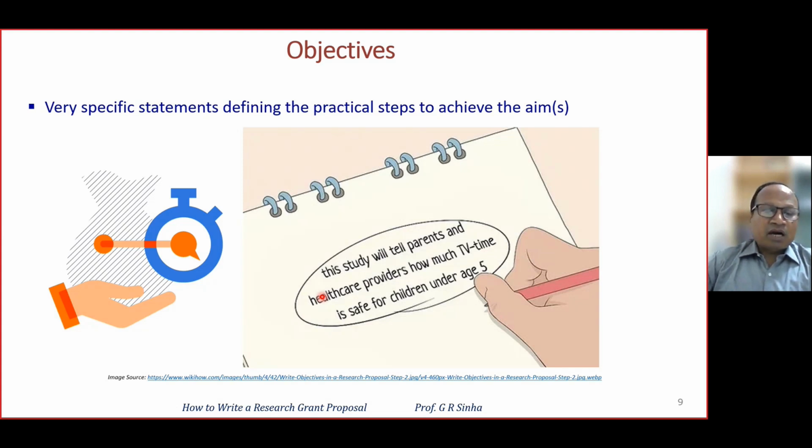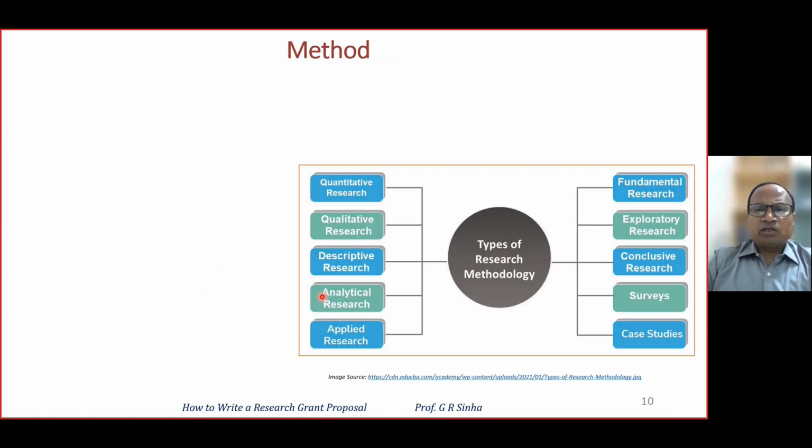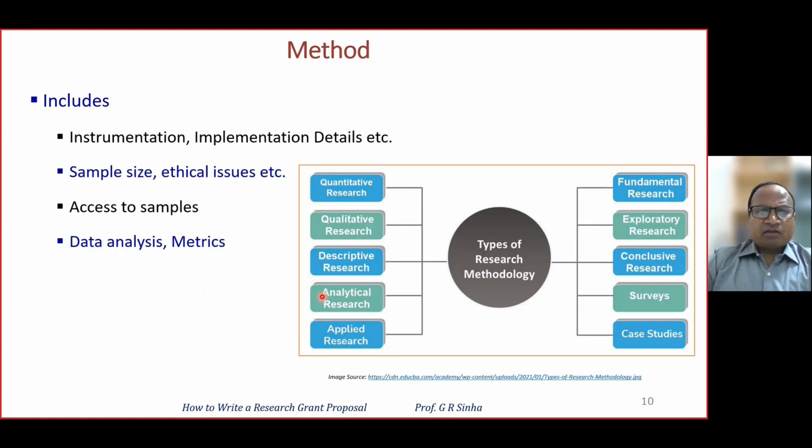The objectives must also not be more than three or four maximum, but objectives must define the goal of your research. Then comes method. Method includes what instrumentation we are doing, what kind of devices, what implementation details we are going to have, what would be the approximate sample size, what are the ethical issues involved, access to samples, how will we acquire the data set, will it require some traveling, seminar, conference, workshop, etc., data analysis, what kind of metrics will be used in order to evaluate the performance of your work.